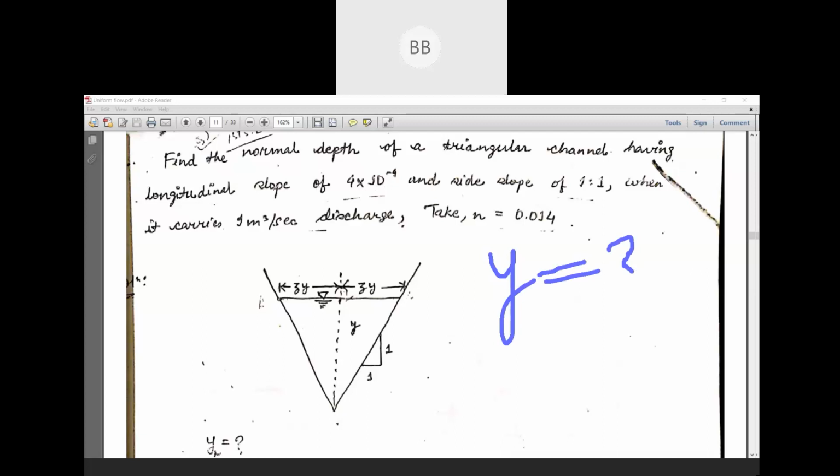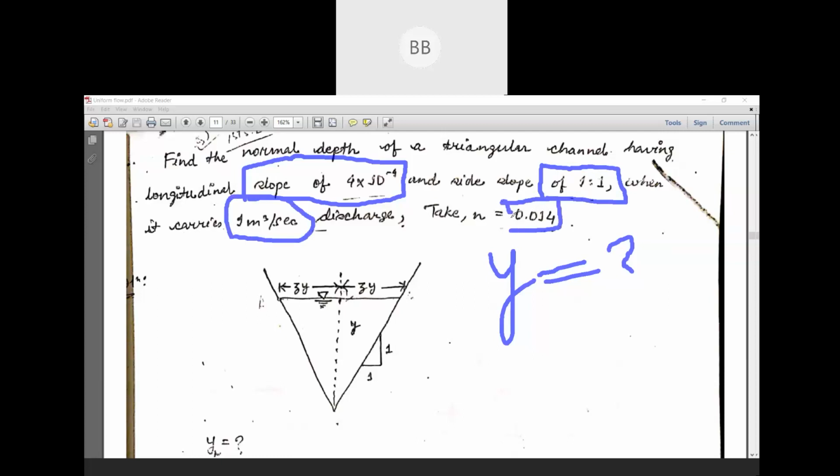Bed slope is given, 4 into 10 to the power minus 4. Side slope is also given, 1 is to 1. And the discharge it carries is given, 1 meter cube per second, and Manning's n is given. So you kindly try to solve.